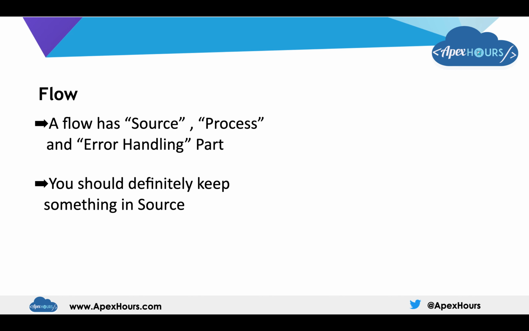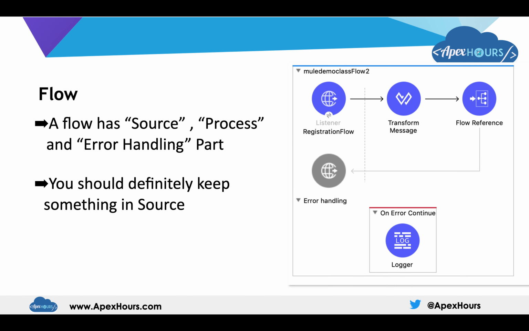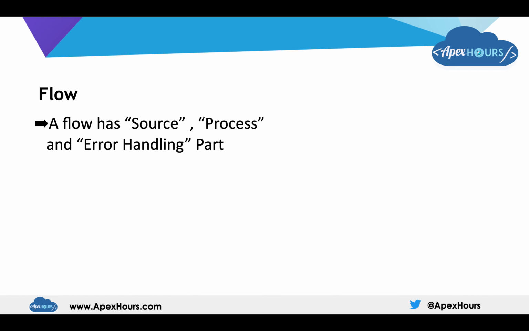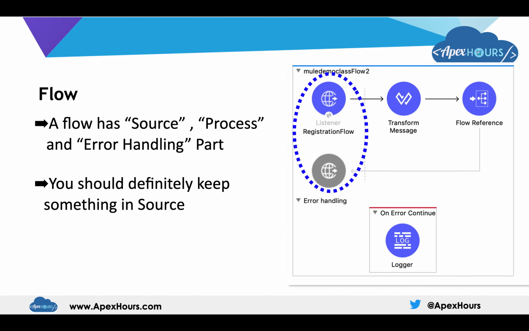Okay, I will show you in our Anypoint Studio how it looks, but if you see here, this is a typical flow we call. Okay, whenever you're coding something, this is how it looks, and this part is called source. Okay, on the leftmost part we have called source. Okay, and you can have only one source. That means you can place only one connector in the source place, and this part is called the process part.